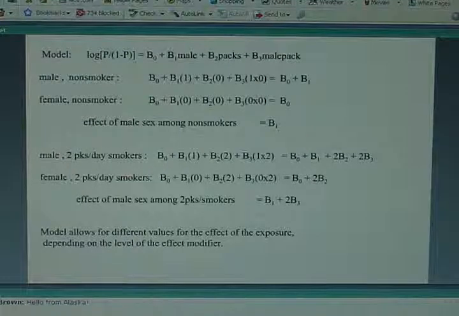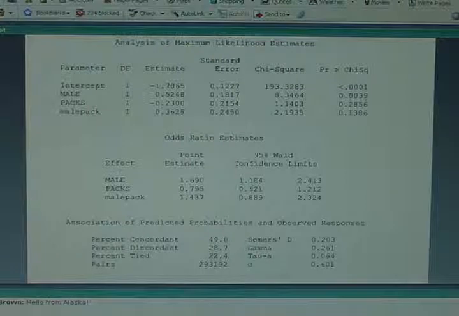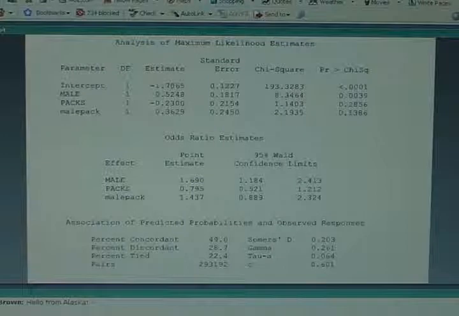So the interaction term in the model means that the effect of male no longer means what it was before. It no longer means the effect of males versus females regardless of your smoking level. It only means the effect of males versus females among the non-smokers. So the interpretation changes when you have these interaction terms in the model.